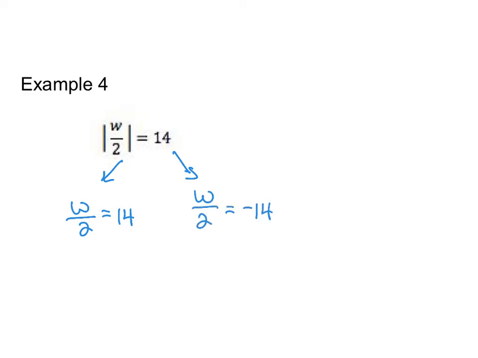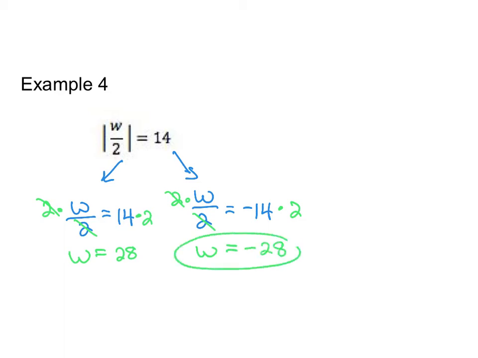The 2 is dividing, so we're going to multiply on both sides. So we're going to have w equals 14 times 2, which is 28. Again, multiply by 2 on both sides. 2 divided by 2 is 1, which leaves w by itself. And then we have negative 28. Remember, your smaller number goes in first in your Canvas answers.